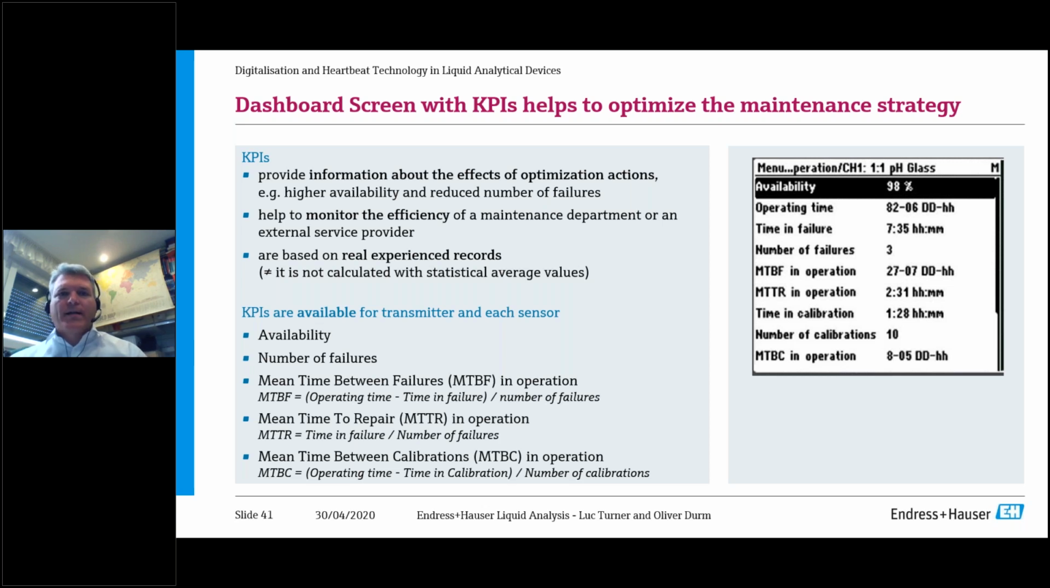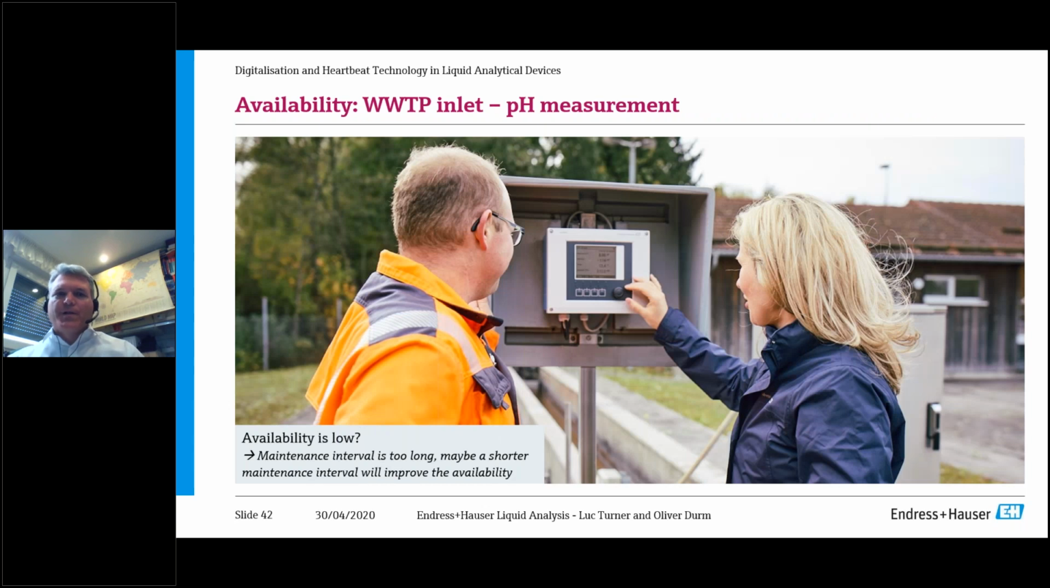And I will now give you some examples on the next slide of how you can use that. Here, for example, this is a picture. You have a wastewater treatment plant inlet. In the inlet, a lot of things are flowing. Now you see here, oh, my availability is low on the headline. So out of that, you directly see, oh, maybe the maintenance interval is too long. So maybe a shorter maintenance interval will improve the availability.